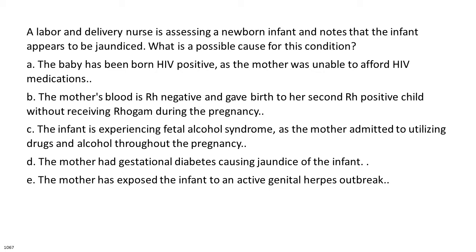the pregnancy. C. The infant is experiencing fetal alcohol syndrome, as the mother admitted to utilizing drugs and alcohol throughout the pregnancy. D. The mother had gestational diabetes causing jaundice of the infant. E. The mother has exposed the infant to an active genital herpes outbreak.